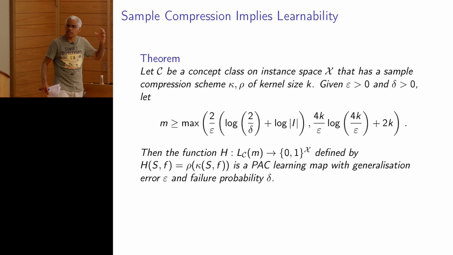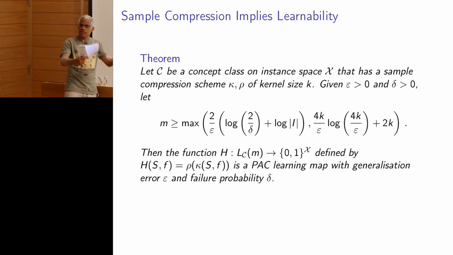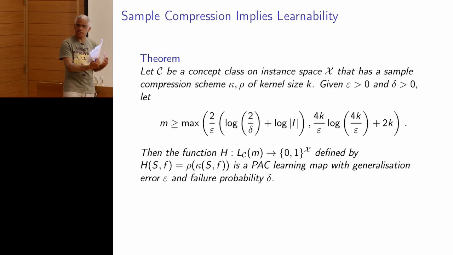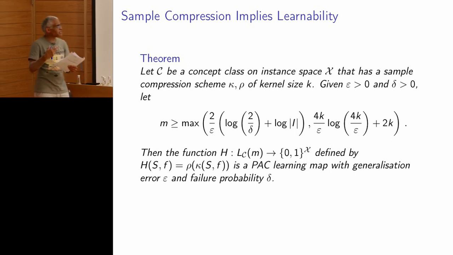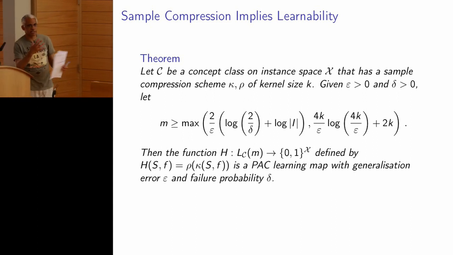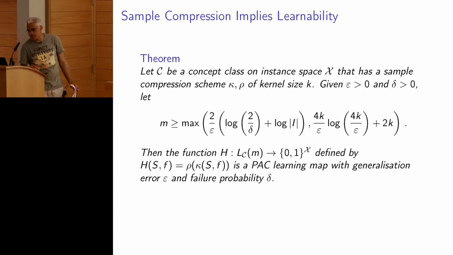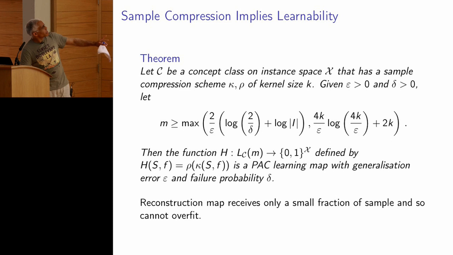Well, the intuition is that the reconstruction map is the one that builds your hypothesis. And the hypothesis built by the reconstruction map only depends on a small fraction of the data. So somehow it's not going to overfit. It's a function of a small fraction of the data, and so it's going to generalize well. The proof is not difficult, and so it cannot overfit.